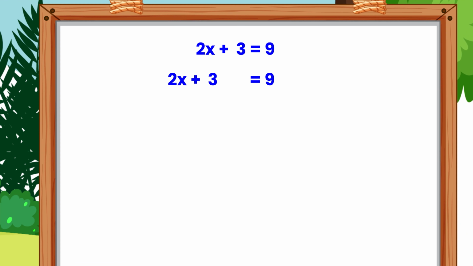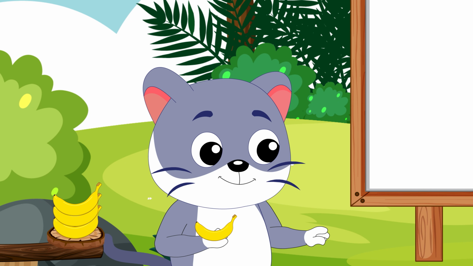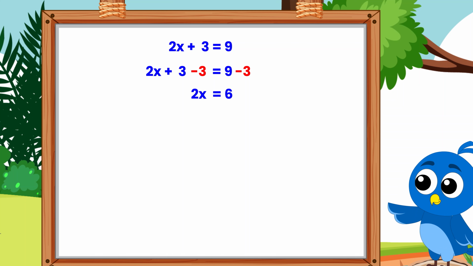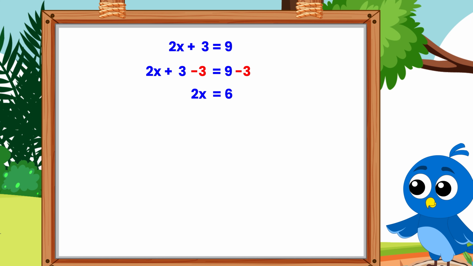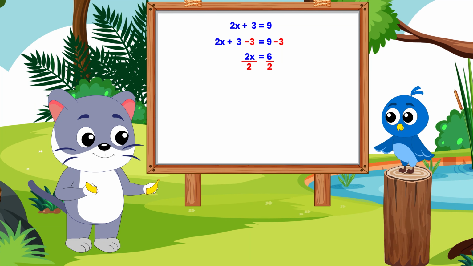Let's start by subtracting 3 from both sides, just like you catching a banana mid-air. Got it. Next move? Now we have 2x is equal to 6. To find x, we can divide both sides by 2. It's like splitting a banana into equal pieces.